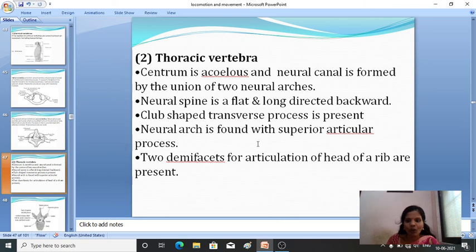The neural arch is formed with the superior articular process, and 2 demifacets are for articulation of the head and the ribs. So again you can find the special adaptation is seen. Generally this thoracic vertebra helps in the articulation of the head of the ribs.